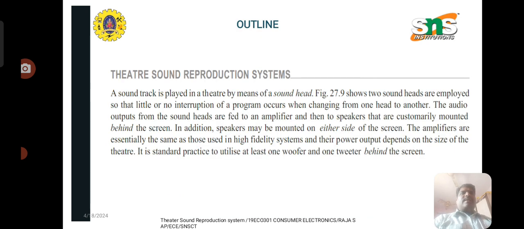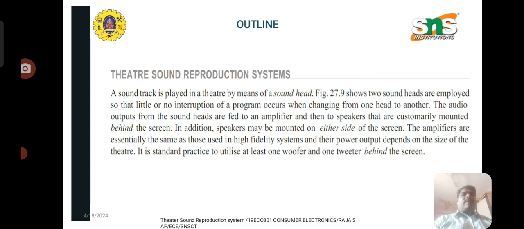A soundtrack is played in a theater by means of a sound head. The next figure shows two sound heads are employed so that little or no interruption of a program occurs when changing from one head to another. The audio outputs from the sound heads are fed into an amplifier and then to speakers that are customarily mounted behind the screen. In addition, speakers may be mounted on either side of the screen.